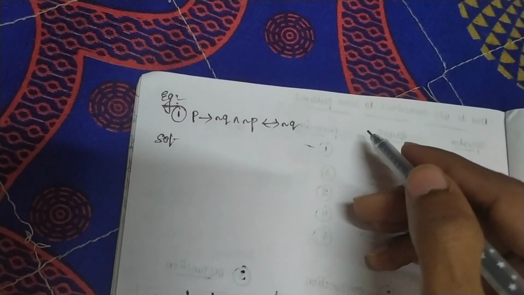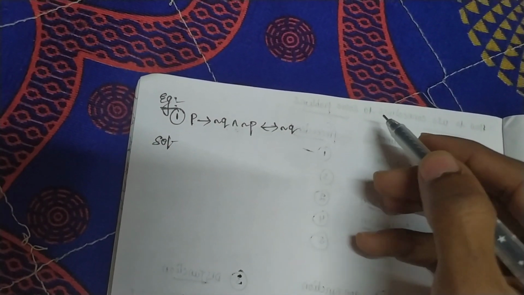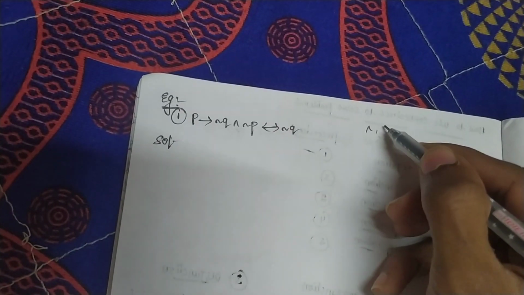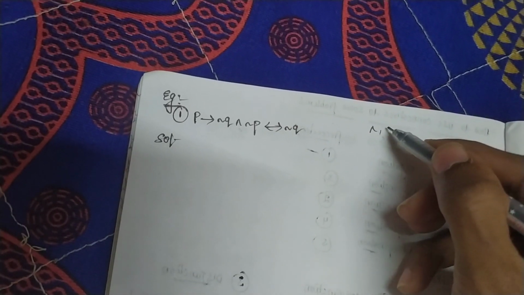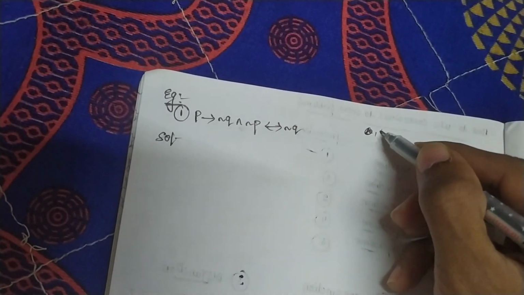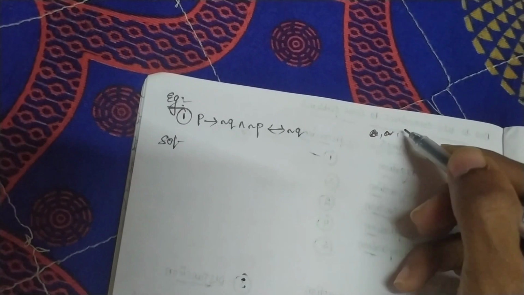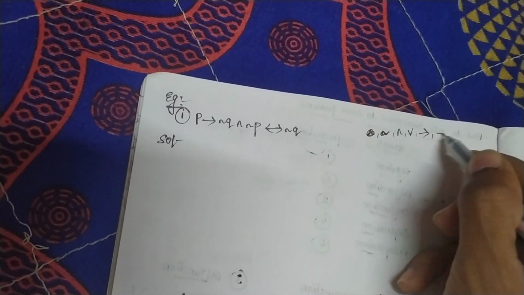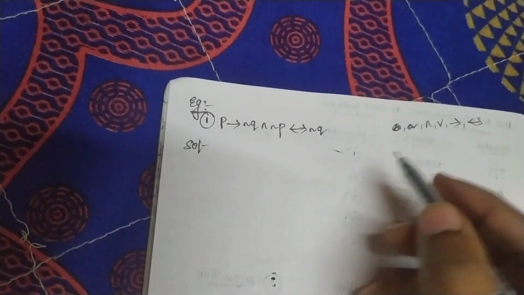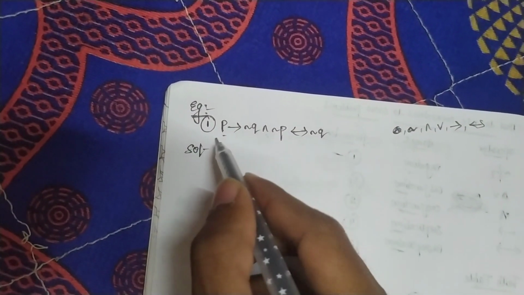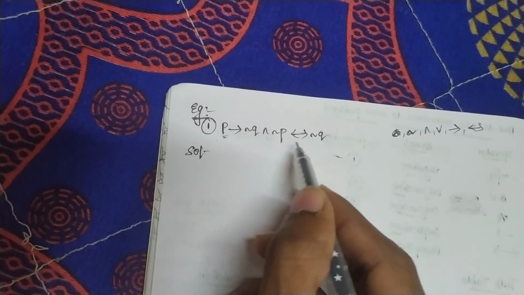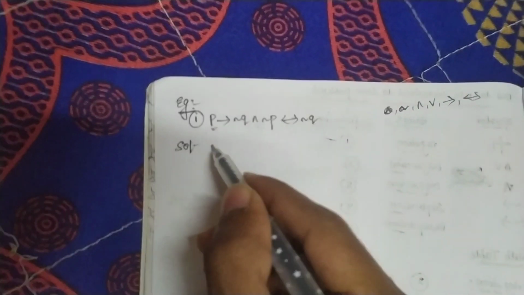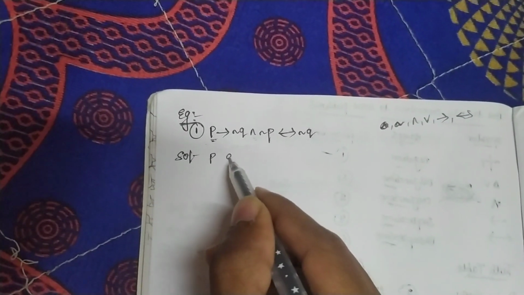Here we know that among the connectives, first preference is given to negation, second preference to and, third to or, fourth to implication, and fifth to bi-implication. How many variables do we have here? We have P and Q, two variables, so we have to take P, Q.